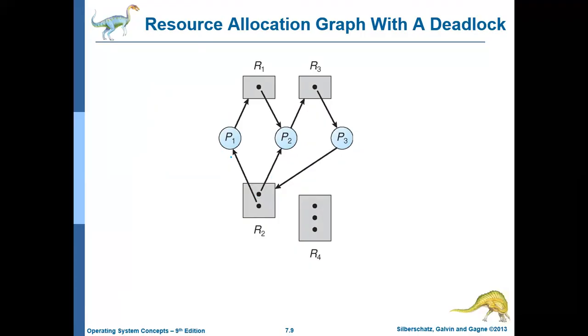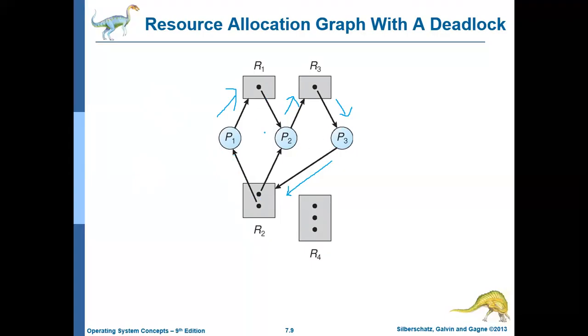If you see, P1 is holding the resource R2 and it is waiting for R1, which is being held by P2. P2 is holding R1 and it is waiting for R3, which is being held by P3. And P3 is holding the resource R3 and it is waiting for the resource R2, which is being held by P1. So it becomes a circular wait.